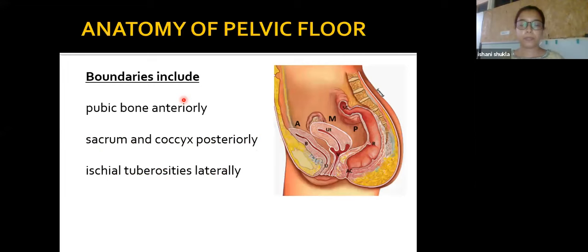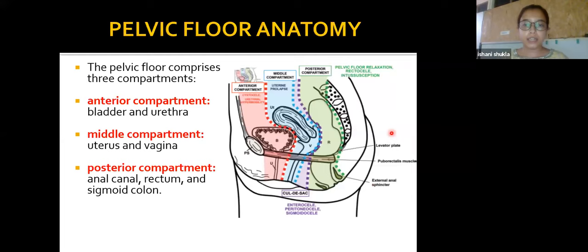Now coming to the anatomy of the pelvic floor, the boundaries include: anteriorly, the pubic bone; posteriorly, the sacrum and the coccyx; and the ischial tuberosities lie laterally. The pelvic floor comprises three compartments in females. The anterior is the bladder and the urethra, the middle compartment is the uterus and the vagina, and the posterior compartment is the sigmoid colon, rectum, and the anal canal. A fourth virtual compartment is the cul-de-sac, which is seen between the middle and the posterior compartments.